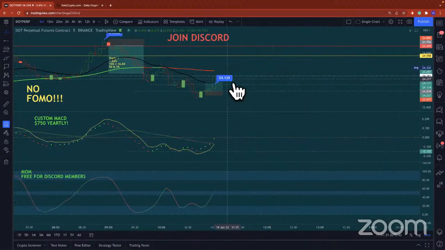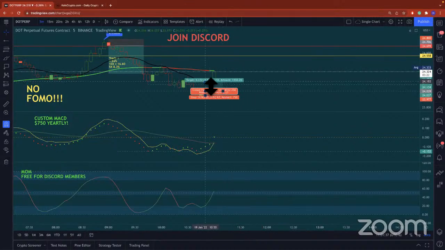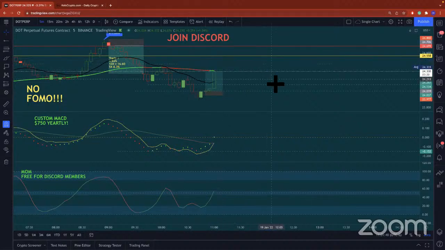Now we protect that. Let's get rid of this. We don't need that anymore. Our target is going to be this right there. We're closing the trade right now. That's our trade. We're done with this trade.